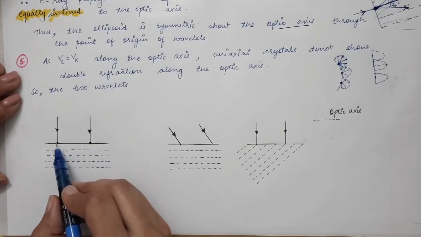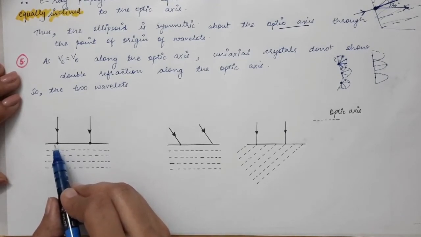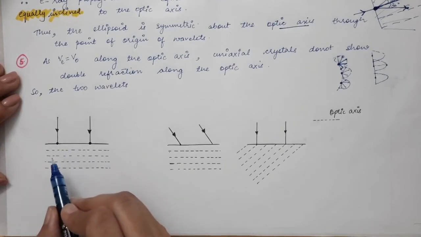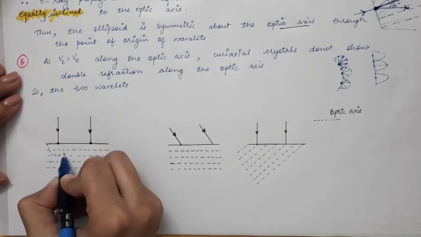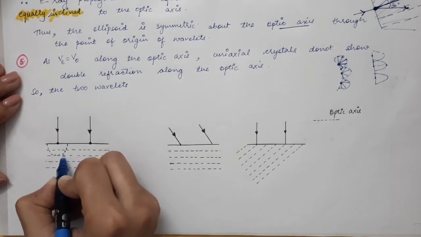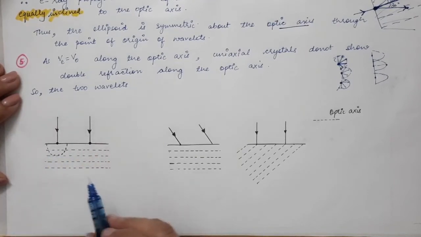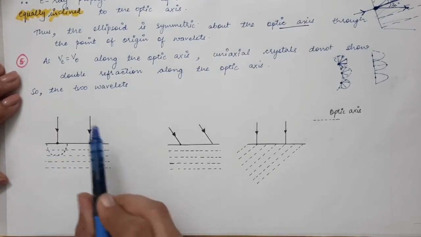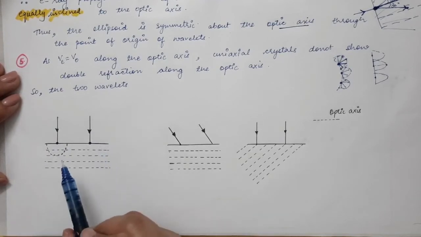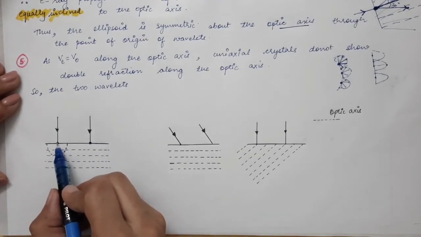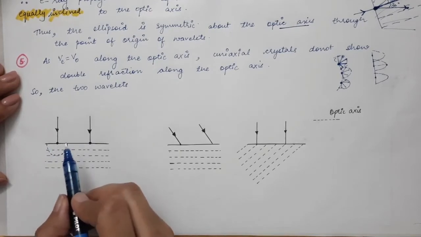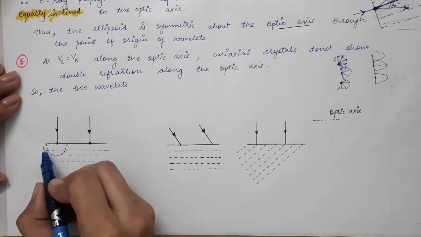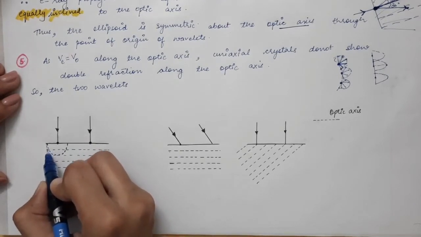This point on the crystal surface will become the origin of two wavelets. One will be spherical and another will be ellipsoid. The spherical wavefront is for the case of the O ray, so here I have shown the spherical wavelet. This is a 3-dimensional picture, but on a piece of paper it looks 2-dimensional. This point is the origin of the spherical wavelet for the case of the O ray. Now for the case of the E ray, the wavelet will look something like this.